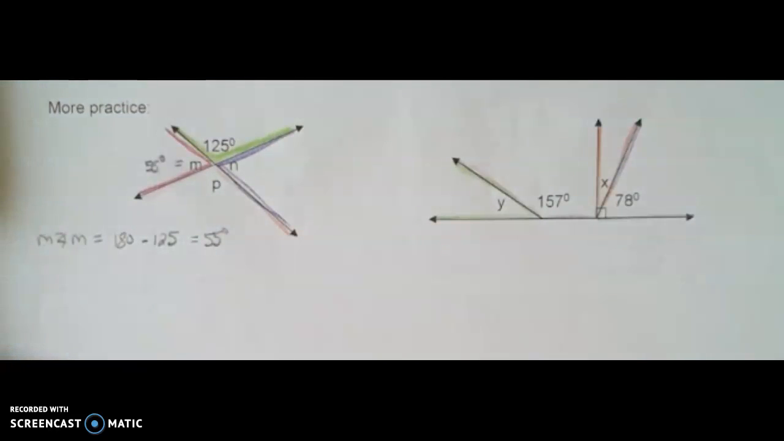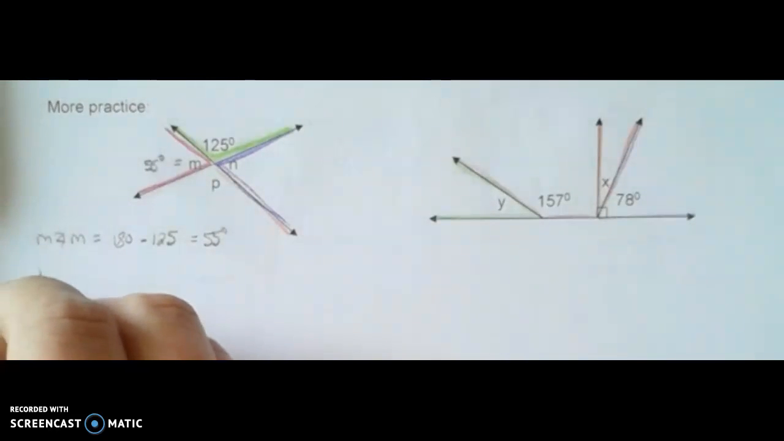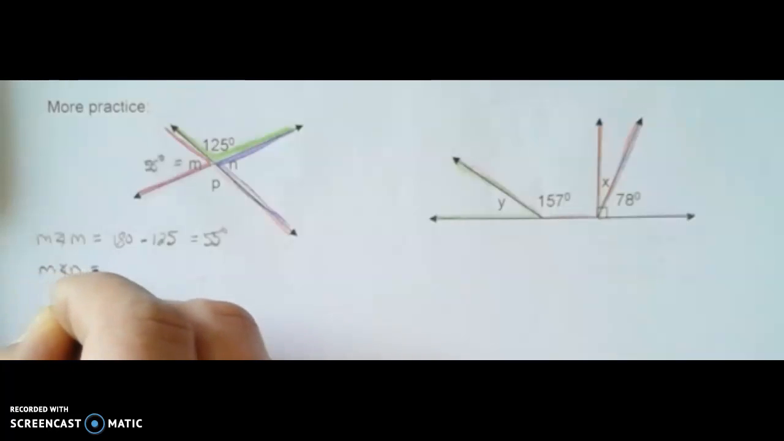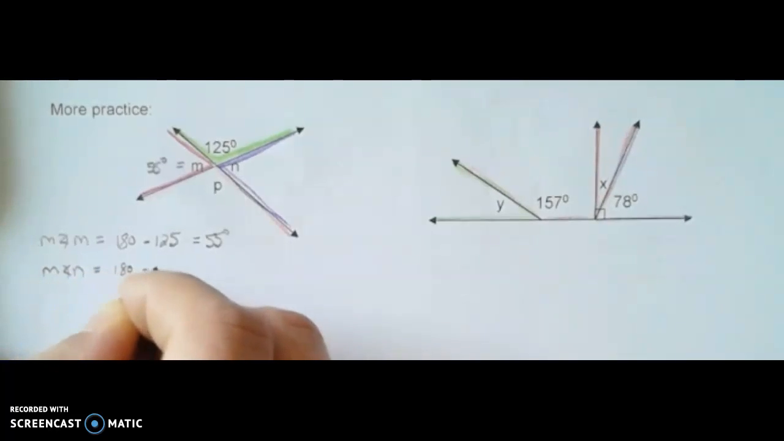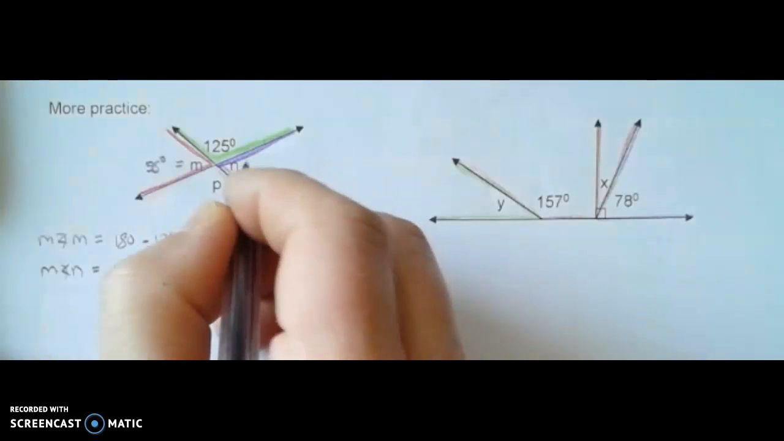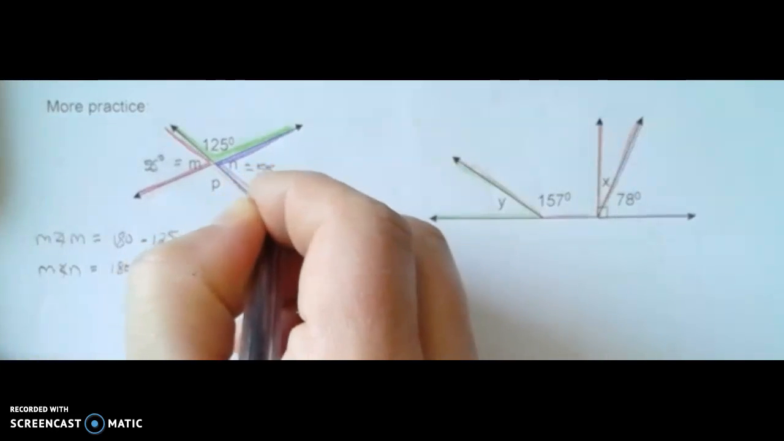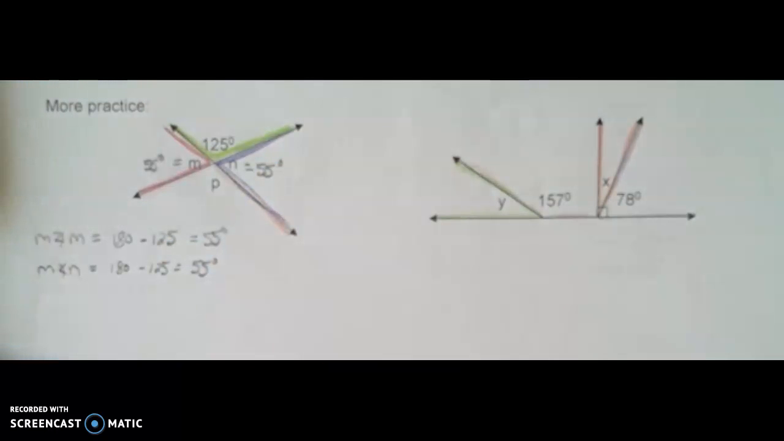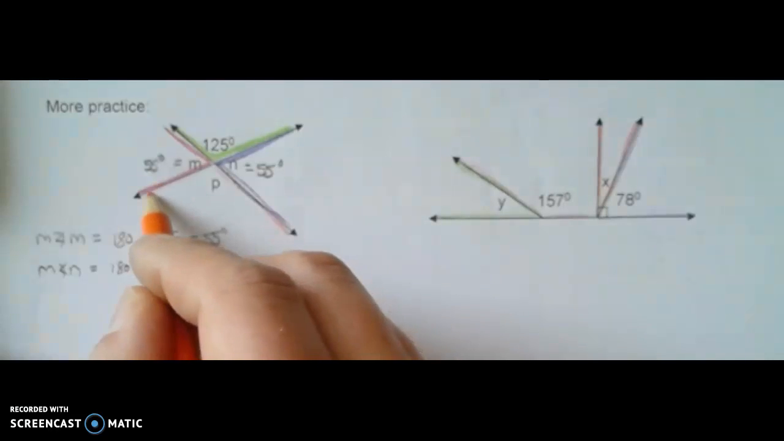So to get the measure of angle N, I'm also going to do 180 minus 125, which is going to give me 55 degrees for angle N as well. Angle N is a 55-degree angle. Now all we have to do is get the measure of angle P, which I'm going to color in orange.